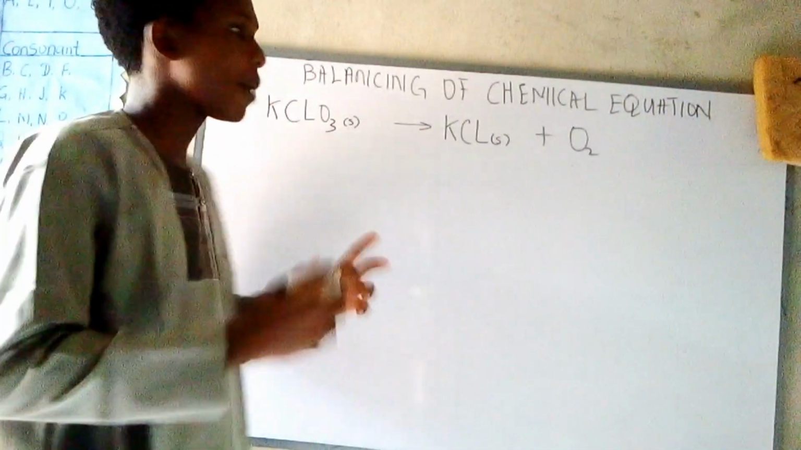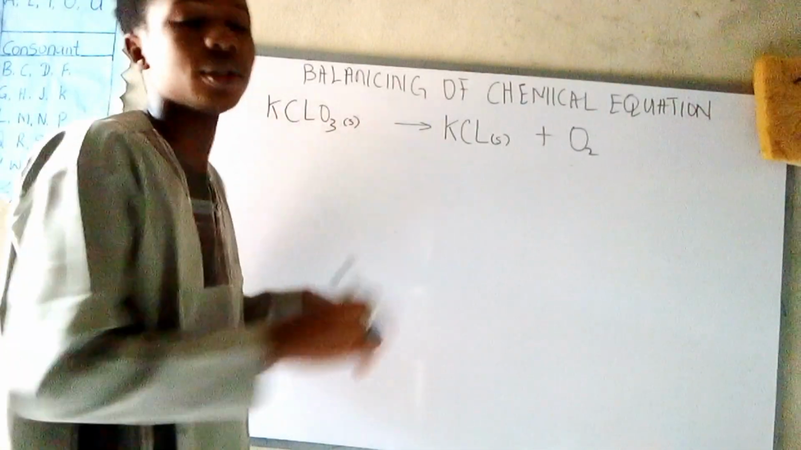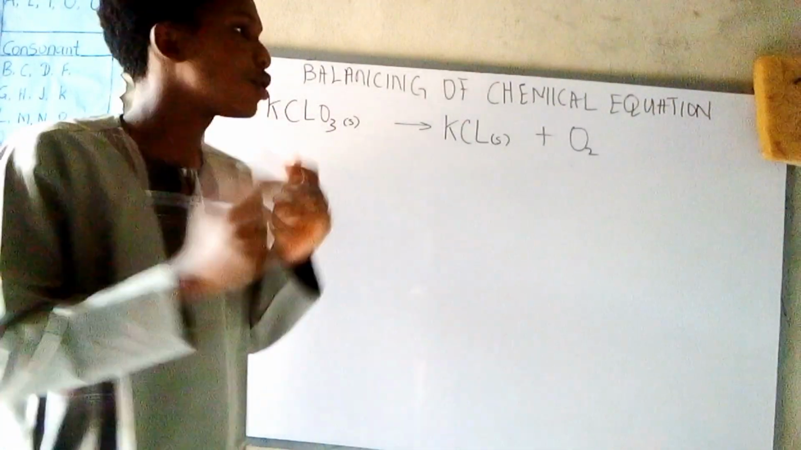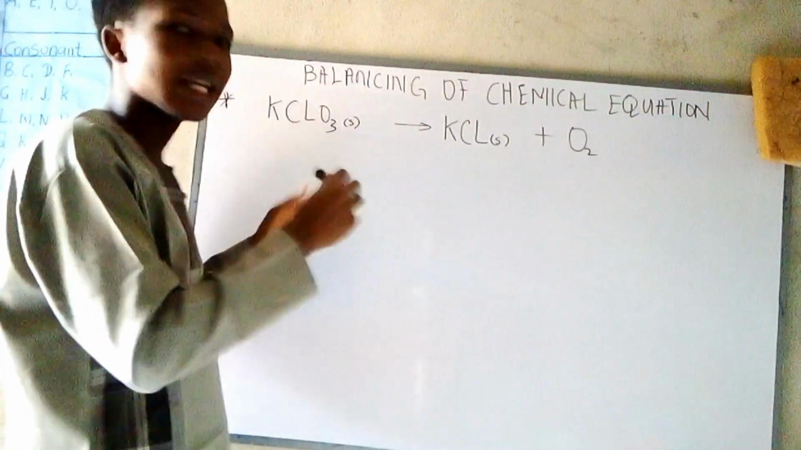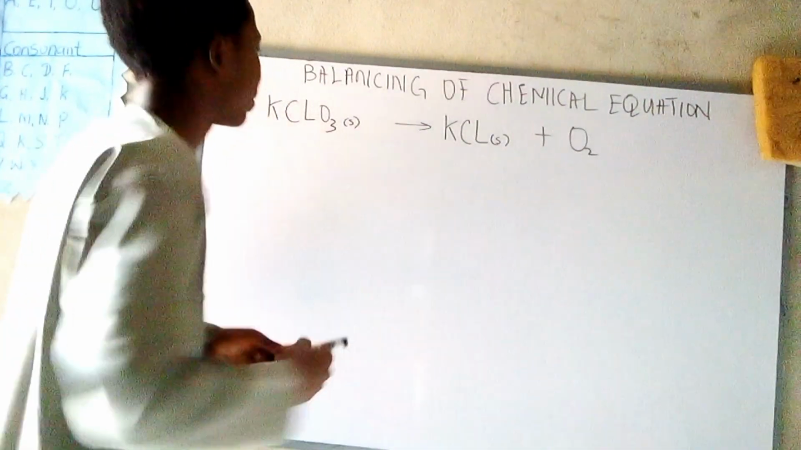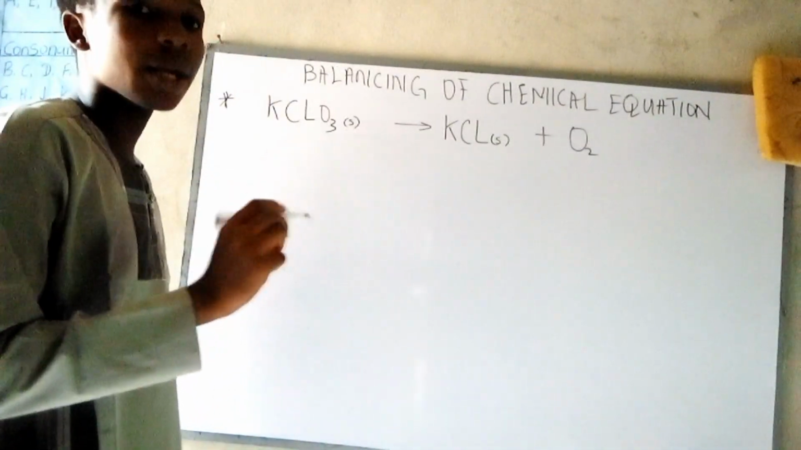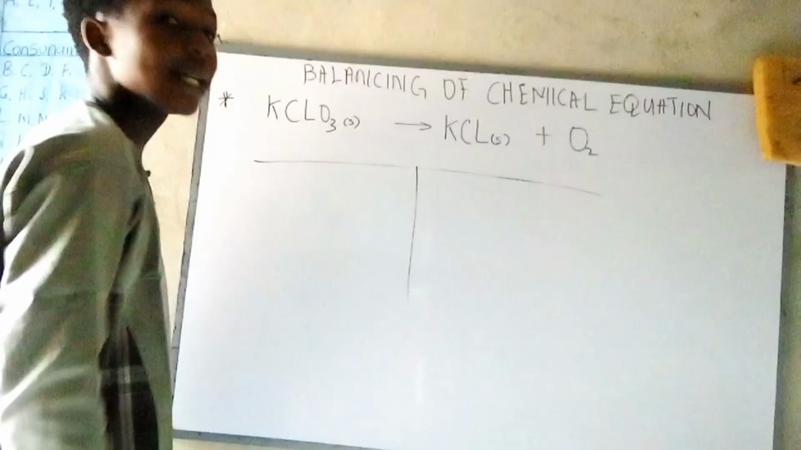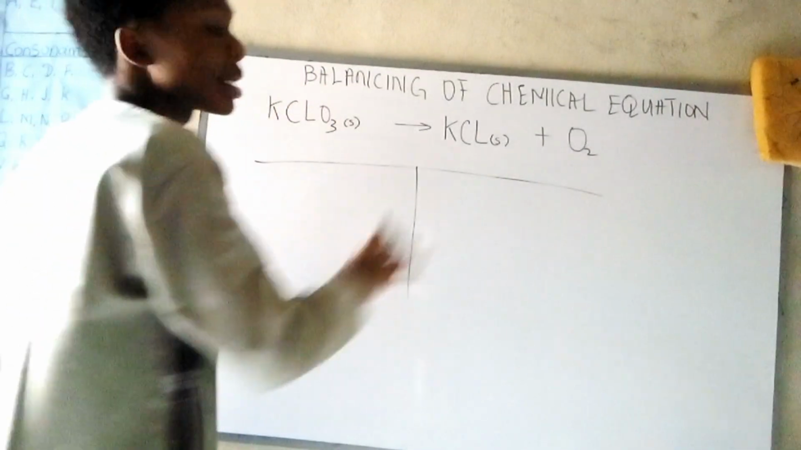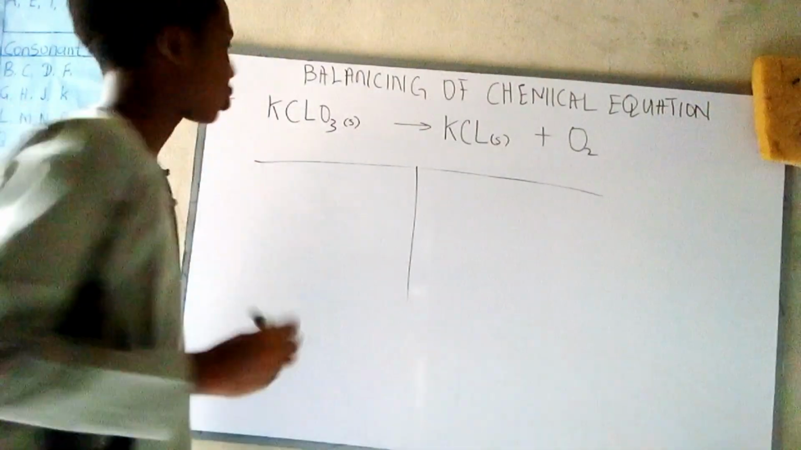So right now we're about to get into it. We are going to use the inspection method, the quickest method to balance any chemical equation. Let's get into it as fast as possible. The first step in balancing any chemical equation is to draw a table demarcating the reactant and the product side. The next thing you have to do is count each atom.